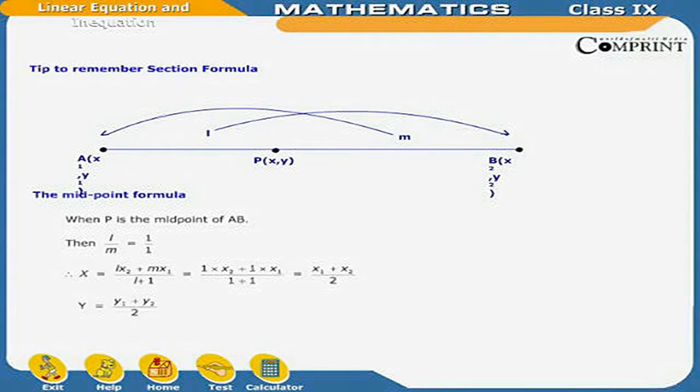Tip to remember: section formula. The midpoint formula. When P is the midpoint of AB, then L upon M is equal to 1 upon 1. Therefore, x = (L x2 + M x1) upon (L + M), which is equal to (1 into x2 + 1 into x1) upon (1 + 1), which is equal to (x1 + x2) upon 2. y is equal to (y1 + y2) upon 2.